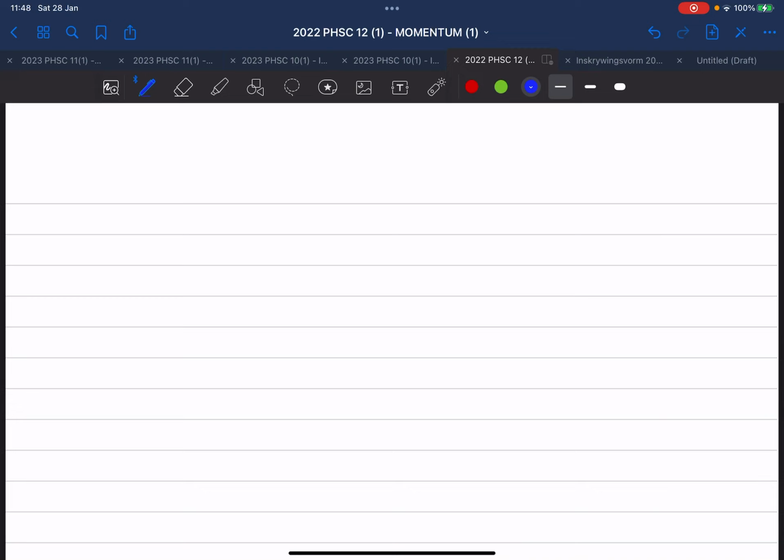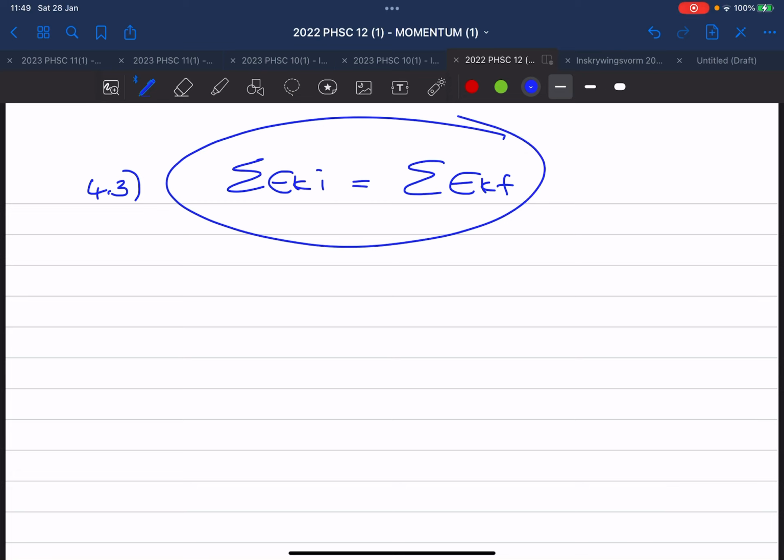So you can't start with, so this is 4.3. You can't start with the sum of the kinetic energy at the beginning is equal to the sum of the kinetic energy at the end. Jy kan nie daarmee begin nie, because you don't know if it is or if it isn't. Okay, that is what you want to prove. So jy gaan hom apart doen. You're going to do it separately.